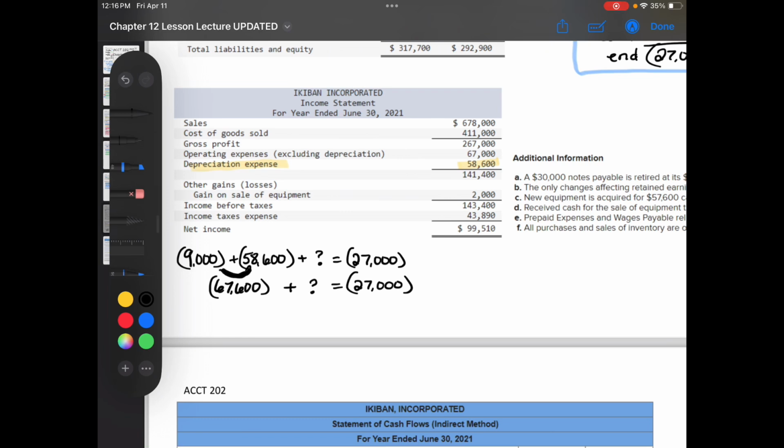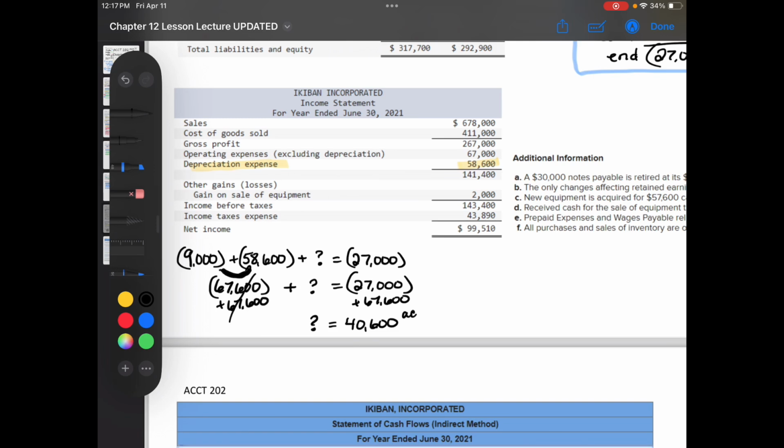And of course, what you do here at this point is try to isolate that variable. So add that negative number to both sides. We're going to add it. It's not negative anymore. Sorry, we're adding the number so that it will cancel that out. And we end up that our question mark, which is the accumulated depreciation related to the sale, is 40,600.